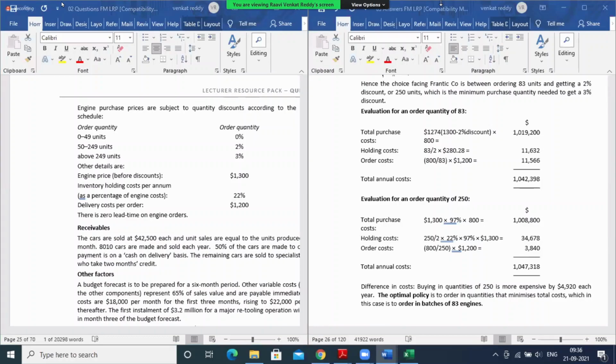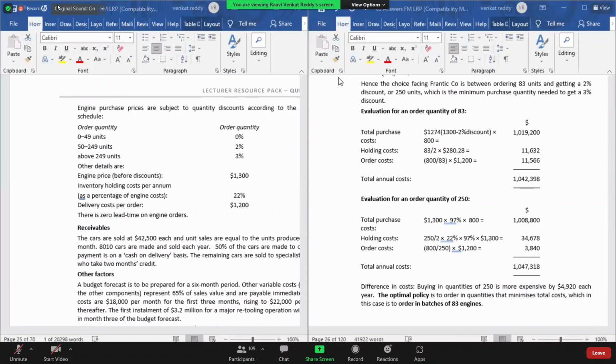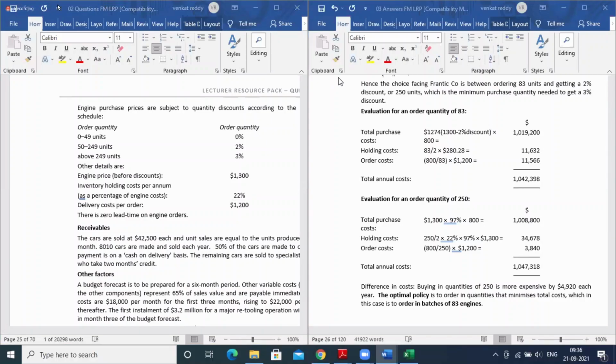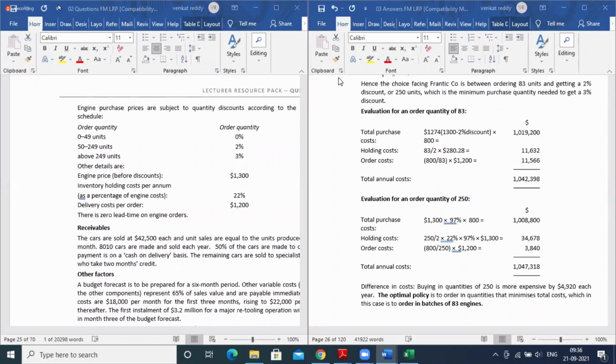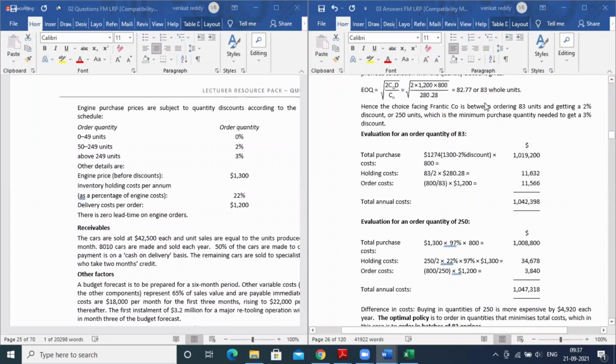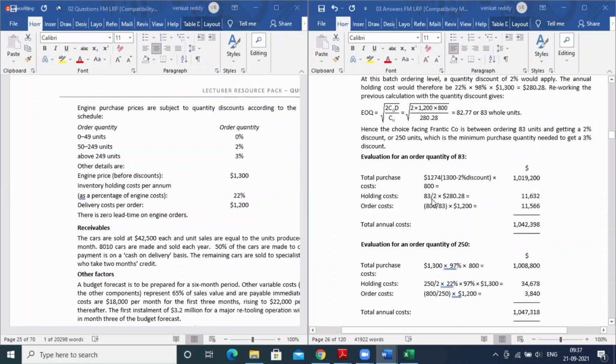Okay. Now let me explain the holding cost one. Here we are calculating the annual holding cost. The formula for calculating annual holding cost is economic order quantity divided by 2 into holding cost per unit. We already calculated the holding cost per unit, that is 280.28, and we got an economic order quantity of 83. So here you can see our EOQ is 83. So 83 divided by 2 into holding cost per unit, then our answer is 11,630. Okay.